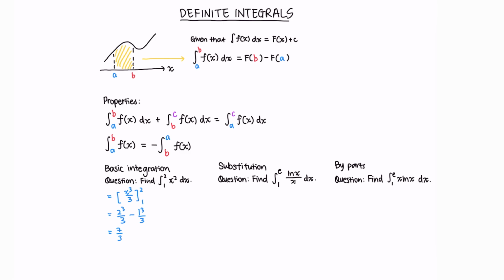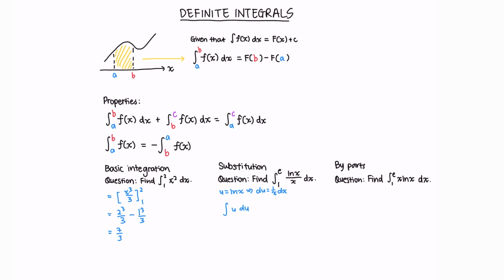Now let's see how to find the definite integral when we have substitution and when we have integration by parts. So over here, we recognize that the substitution will just be u equals ln x. Because if you take u equals ln x, du will be equal to 1 over x dx. And we have the 1 over x dx right here. If we replace this all away, the ln x becomes u, and the 1 over x dx just becomes du. So this becomes the integral of u du.